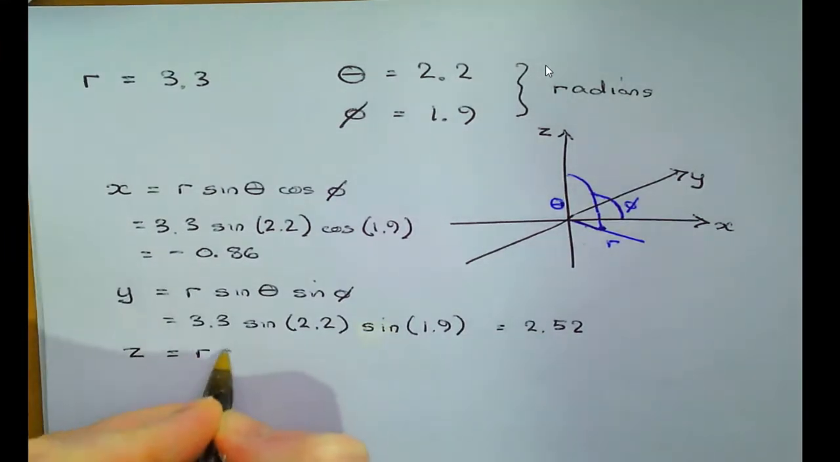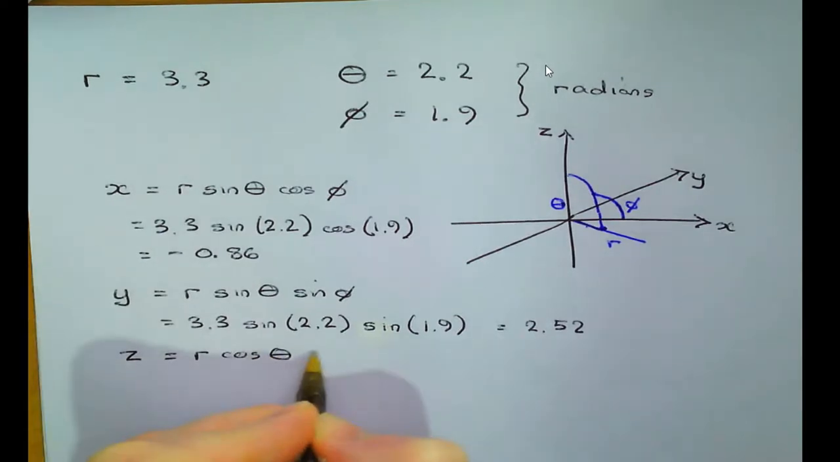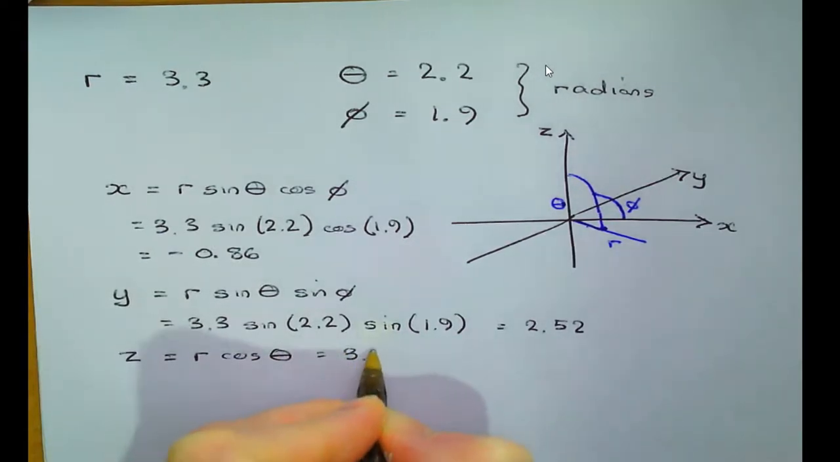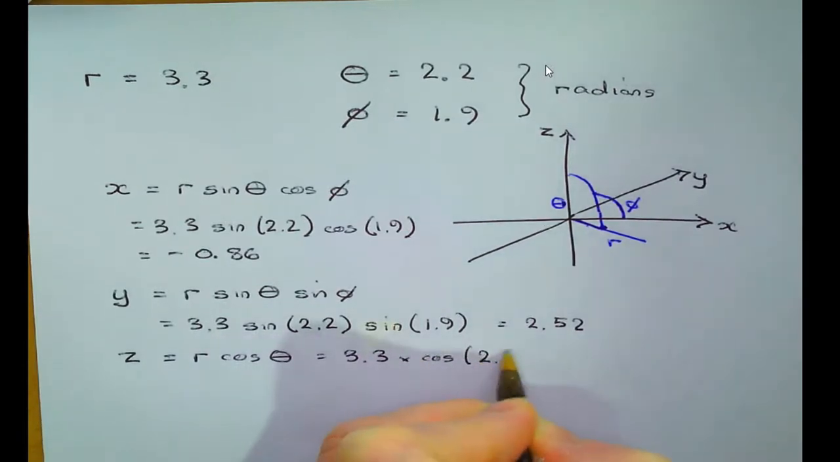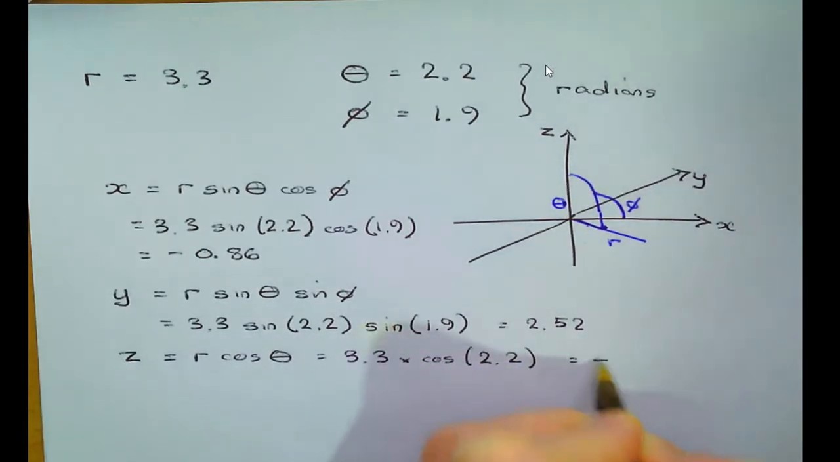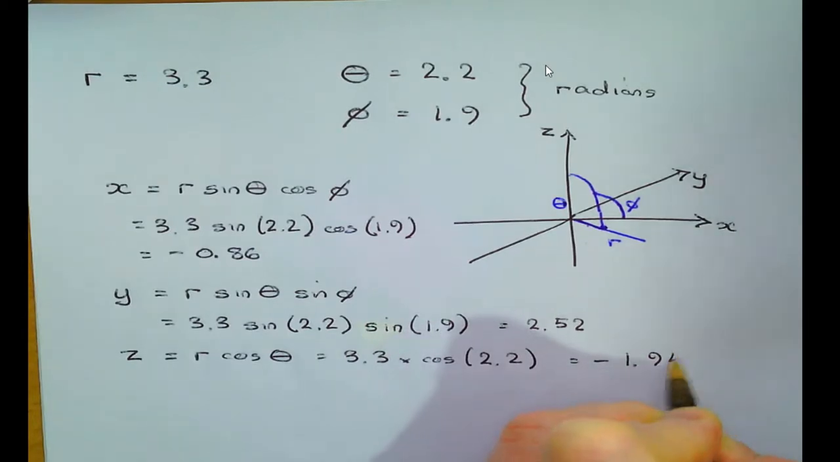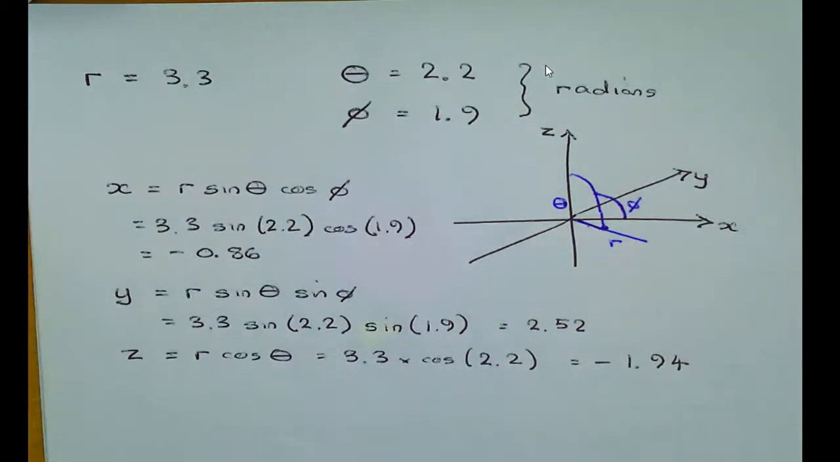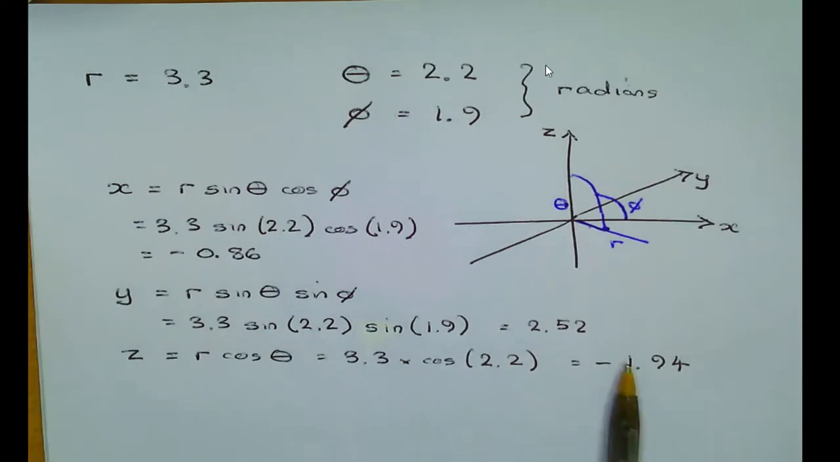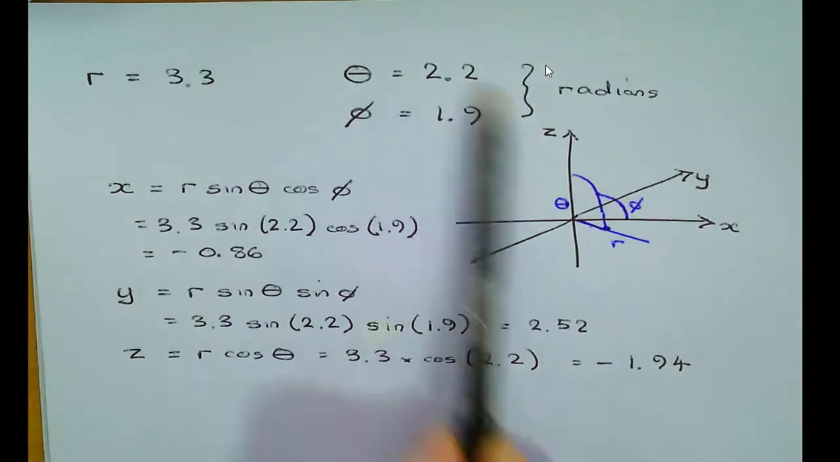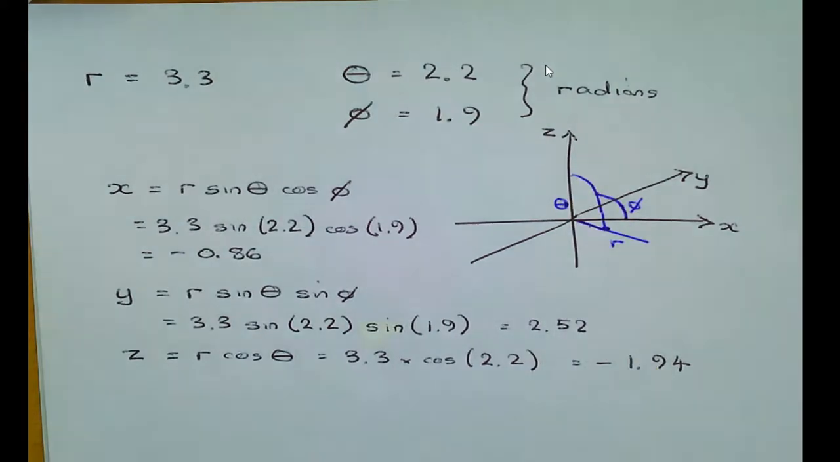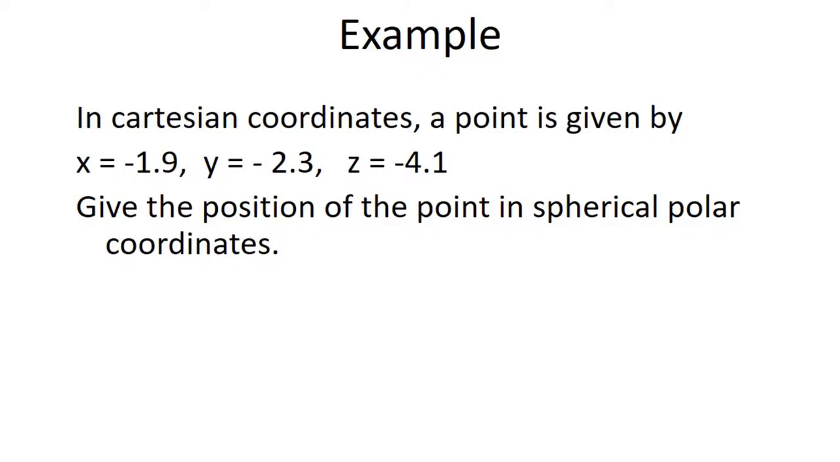Z is r cos theta. That is 3.3 times the cos of 2.2. It comes out to minus 1.94. And yes, we were expecting a negative value for z, as our theta was greater than pi over 2. We're going past the equator into the southern hemisphere.